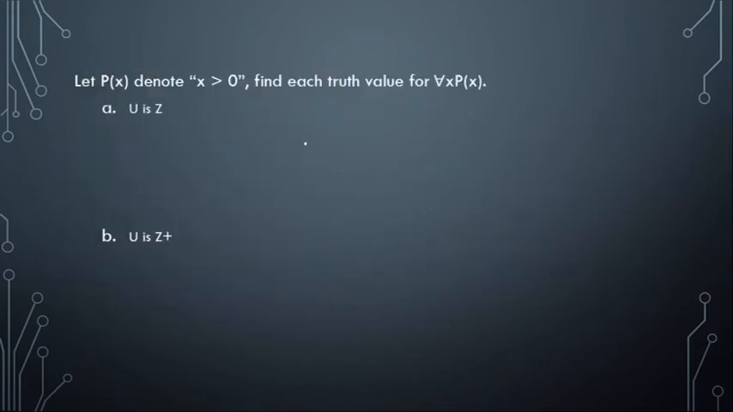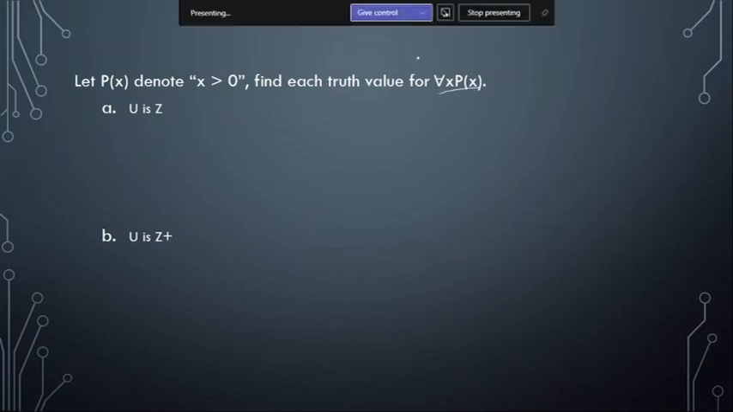So, let's take a look here. Let p of x denote x greater than 0. Find the truth value of for all x, p of x. Let's say U is denoted by the domain, or the universal domain. Let's say U is Z, where Z represents all integers, negative or positive.